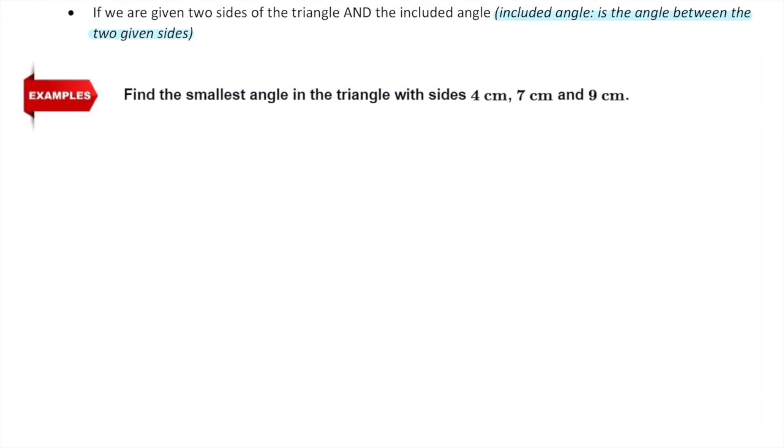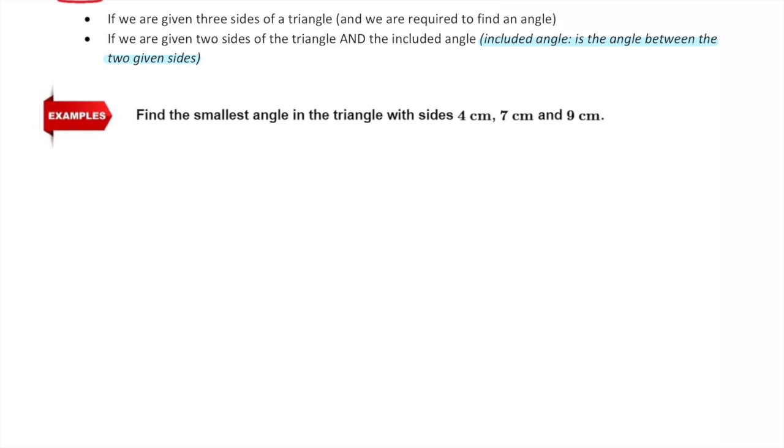So the example here says to find the smallest angle in the triangle with the sides 4, 7, and 9 centimeters. So again, drawing out my non-right angle triangle. So I'm going to have, let's say that that's A, B, and C. So I'm going to say this is 4 centimeters. So this is length C. Length A can be 7, and then length B can be 9.